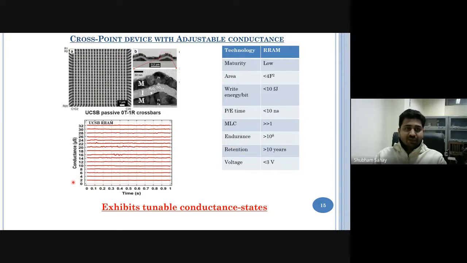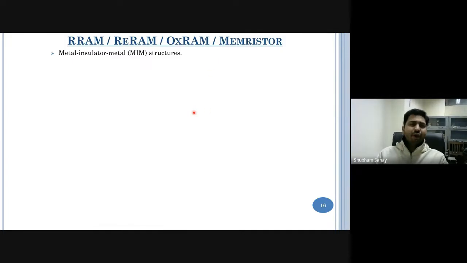And the best part about this was, it was stable. It was retaining the same level of conductance even when we were measuring it after 1 second. So if we extrapolate it using high temperature measurements, even if you go to 10 years, you will see the same level of information being retained. So this is the best part about this RM device. Now let me talk about its operating principle.